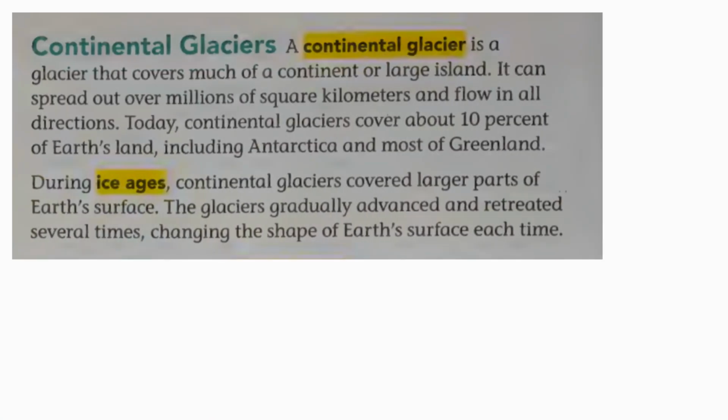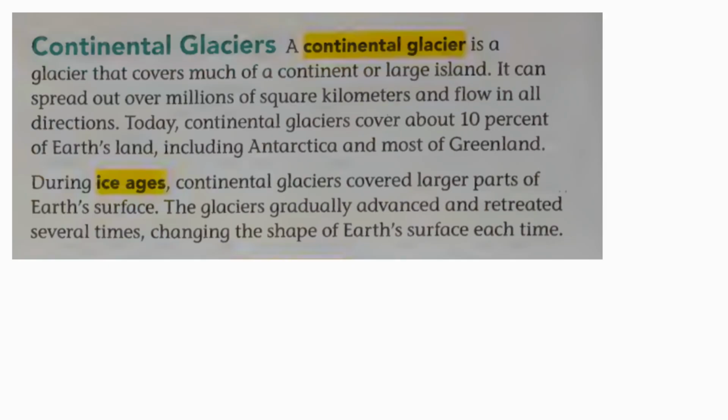Continental glaciers. A continental glacier is a glacier that covers much of a continent or large island. It can spread out over millions of square kilometers and flow in all directions. Today, continental glaciers cover about 10% of Earth's land, including Antarctica and most of Greenland.